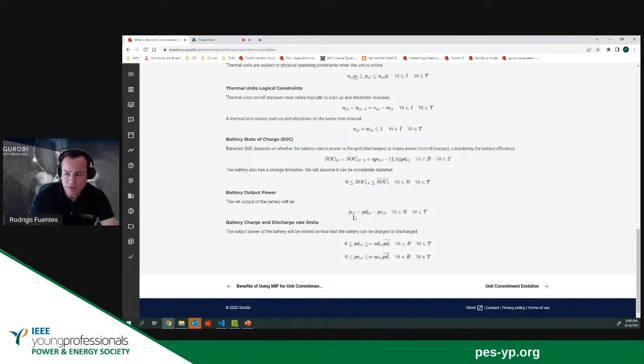And the output of the battery is going to be the power that we use to discharge power into the grid, minus the power we take from the grid to charge the battery. And we have, of course, upper and lower limits of how fast the battery charges, depending on the charge and discharge rates and whether the battery is charging or not. And those are the binary variables UD for discharge and UC for charge.